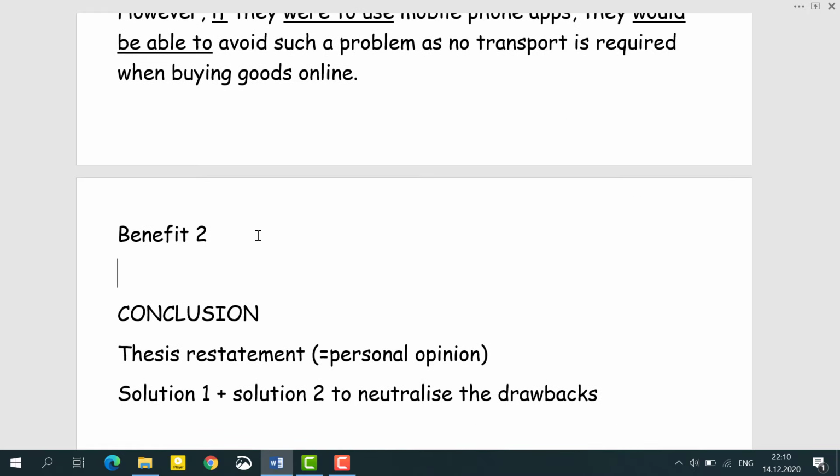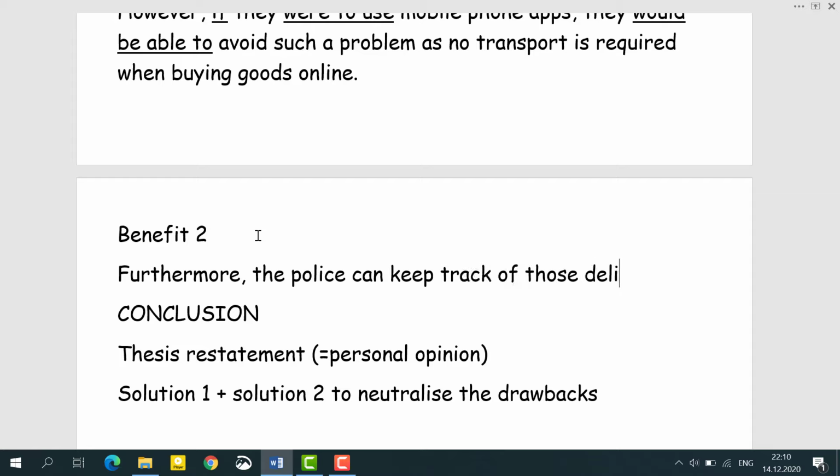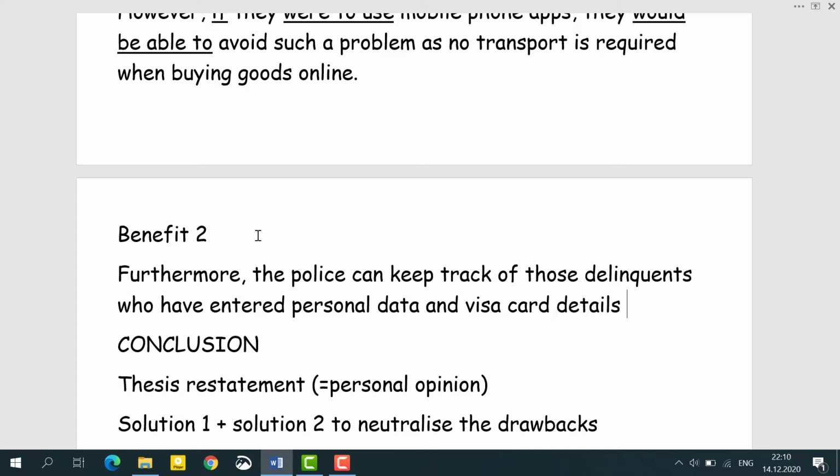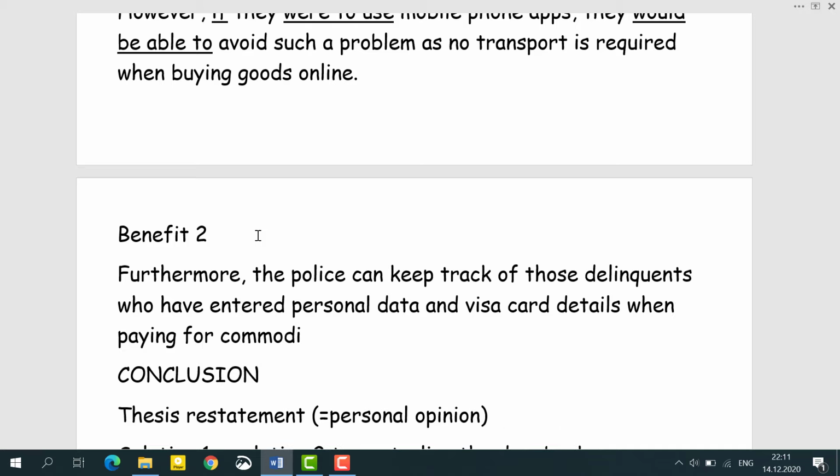Benefit number 2. So furthermore, the police can keep track of those delinquents who have entered personal data and Visa card details when paying for commodities electronically.